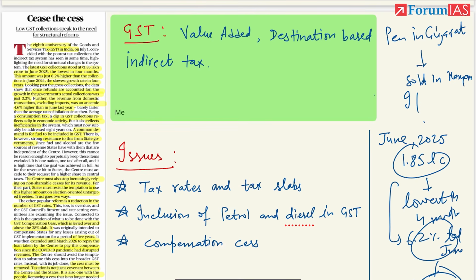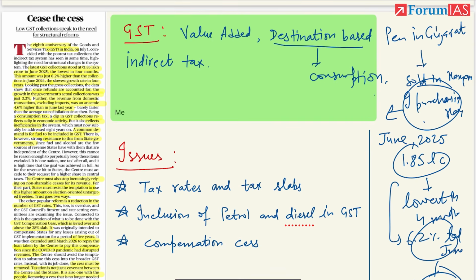Then I purchase it here in Haryana. So the tax will be collected in Haryana. So it is a destination-based tax, meaning consumption. Where the consumption of the good is happening, tax will be imposed there only. So it is showing if consumption is falling, it means there is a slowdown in the economy.